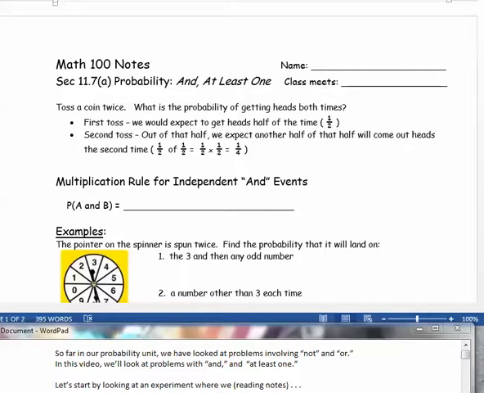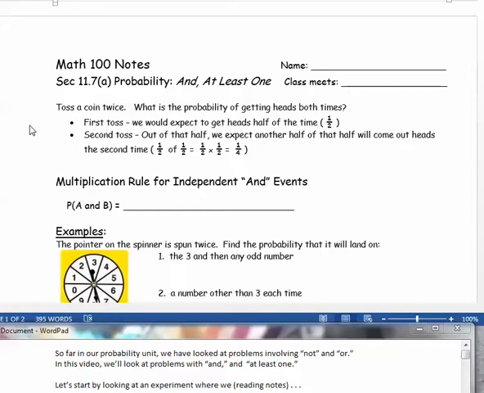So far in our probability unit, we've looked at problems involving not and or. In this video, we'll look at problems with and at least one. Let's start by looking at an experiment where we toss a coin twice. What's the probability of getting heads both times?